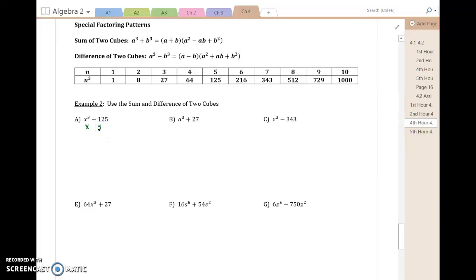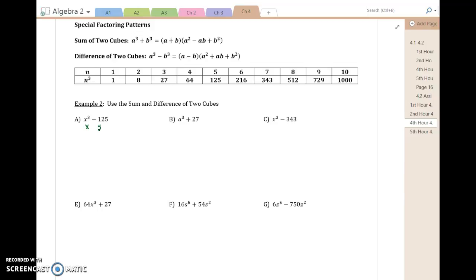So we could take x to the third plus 0x squared plus 0x minus 125 divided by x minus 5, and we could factor this using long division or synthetic division. Or we could use this little shortcut called the sum or difference of two cubes. These patterns are exactly the same. You just have to figure out which symbols to use where.